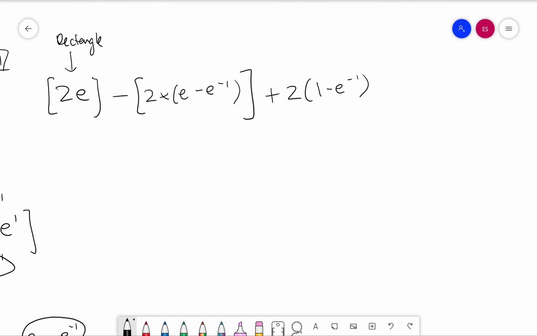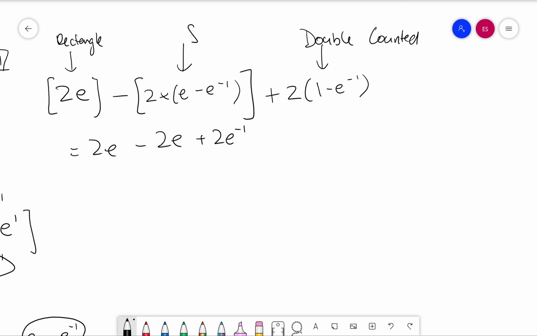All right, so let's expand this out. So this is your integrals, and this is your double counted bit. So you've got 2e minus 2e, plus 2e to the minus 1, plus 2 minus 2e to the minus 1. All right, so some things will cancel. That'll cancel with that. That'll cancel with that. We'll just end up with 2, which I'm hoping is the answer.